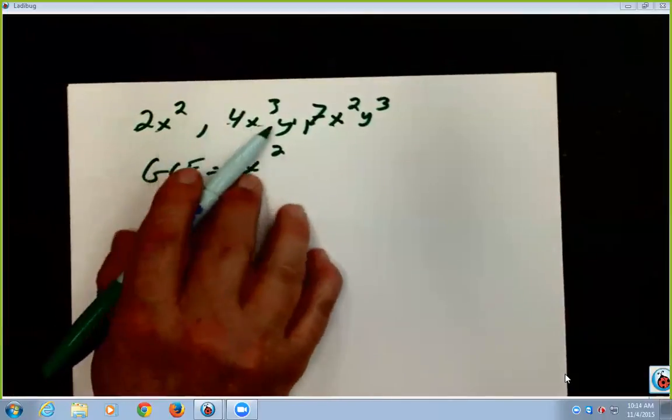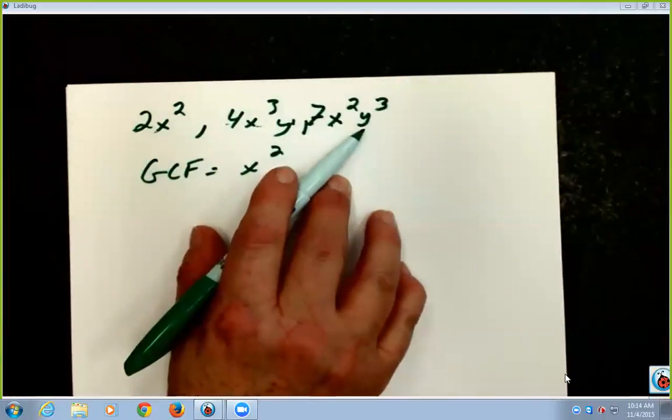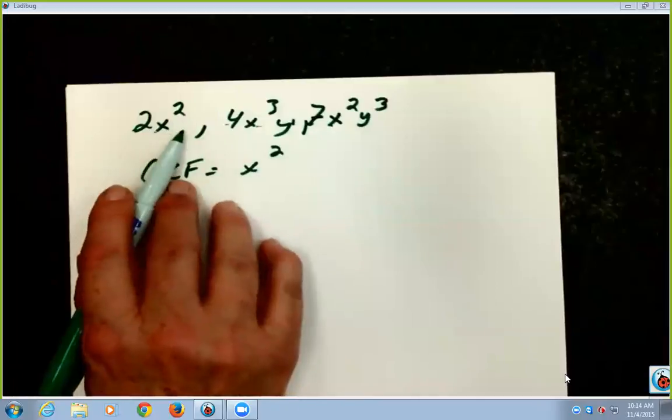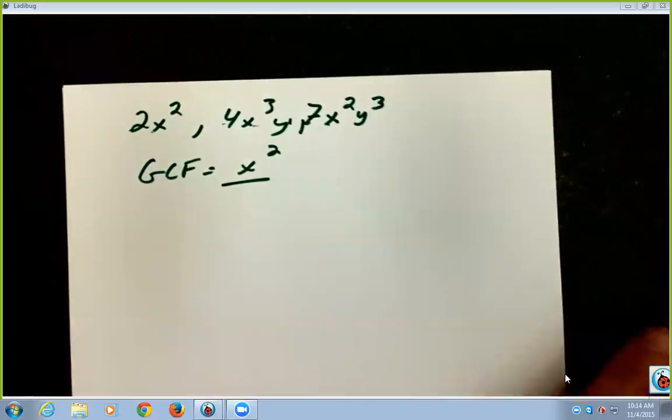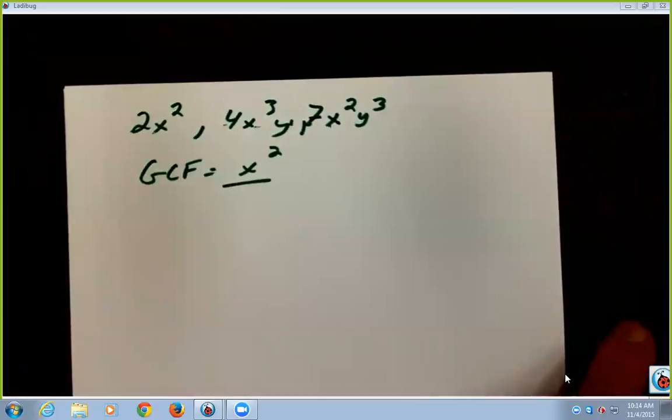No y, y, and a y cubed. So I can't pull out a y because I don't have a y here. So my greatest common factor of that whole thing is only x squared. Does that make sense? I can't pull something out if it's not in everybody. It's got to be in all of the terms or all of the pieces that you happen to have.